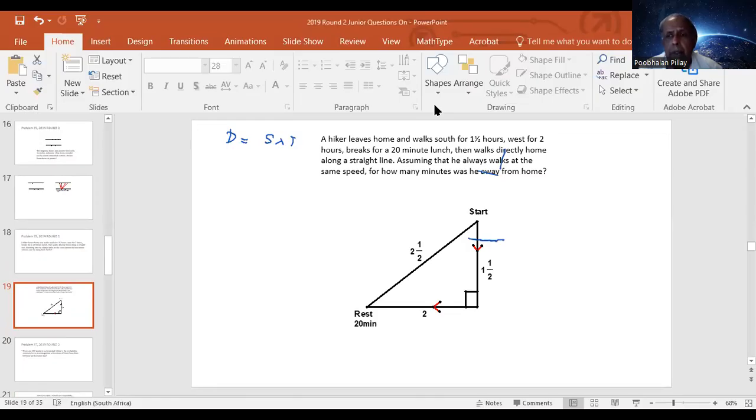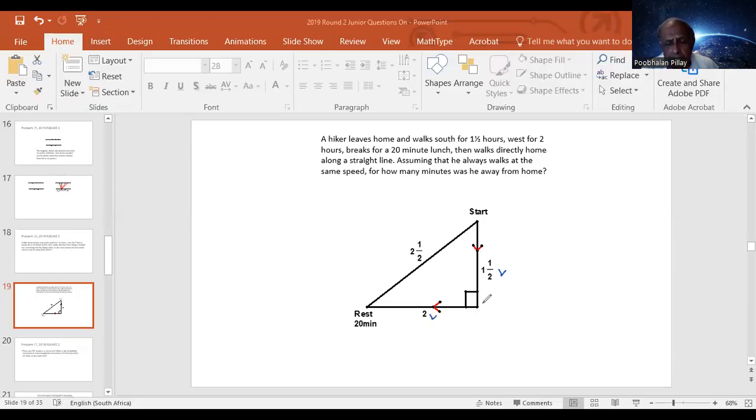Here, I've drawn the diagram. When he starts here and goes south, I put 1.5 here. This is 1.5 hours. This is not a distance, this is a time, right? But if you want to know the distance, it's 1.5 times the speed that he is traveling. So if he's traveling at speed v, for velocity, the distance he will travel is 1.5v, and here the distance he will travel is 2v, right?